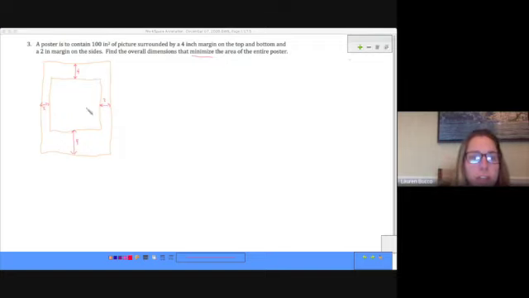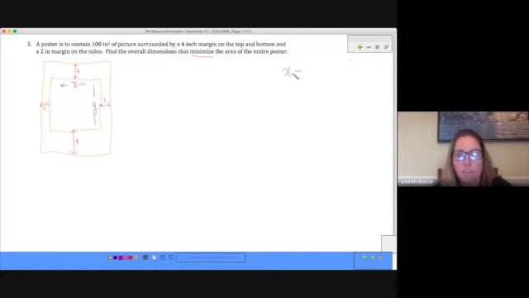So we know that this area right here is 100 square inches, but I don't actually know the length and the width of that. I'm going to call that X and Y. I'll have this one that's going across X, and the height be Y. Okay, so that's Y, and then X is going across. All right, so let's figure out what we're supposed to do here. We want to minimize the area of the entire poster. So what I do know is that the area of the inside part is 100 square inches. So I do know that X times Y is 100.